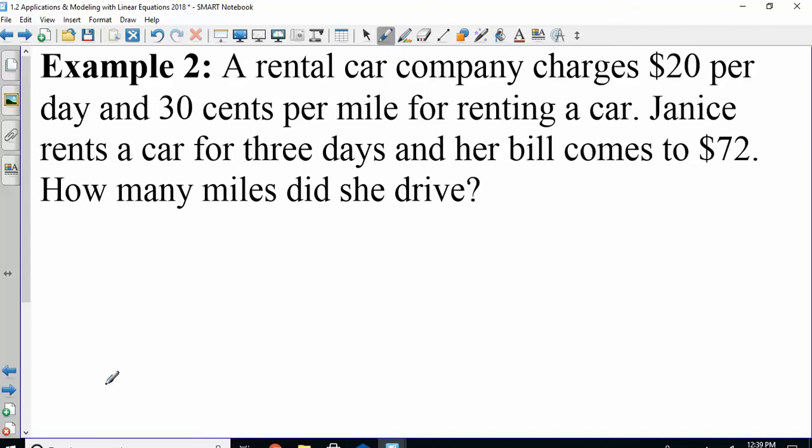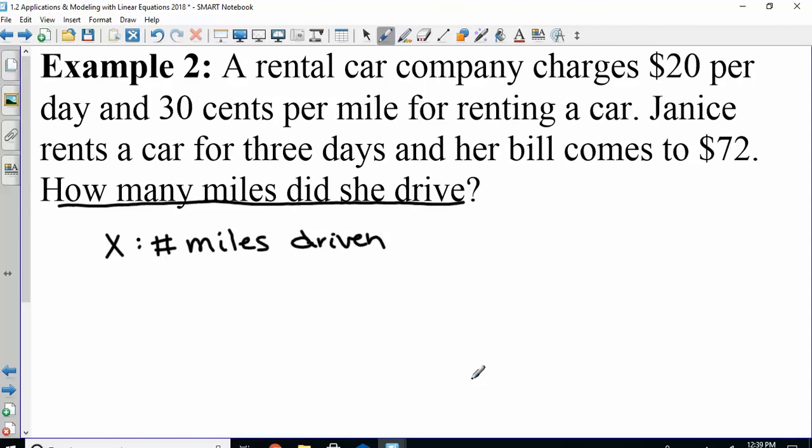So what's the thing I'm trying to find? The number of miles she drove. So pick your favorite letter. Let's go with X. So X is the number of miles driven. When you're trying to decide your variable, a good place to look is the question. I wanted how many miles, that's the thing we need to find. Okay, then we have to write some kind of equation. There's no other unknowns here, so we're jumping to the equation step.